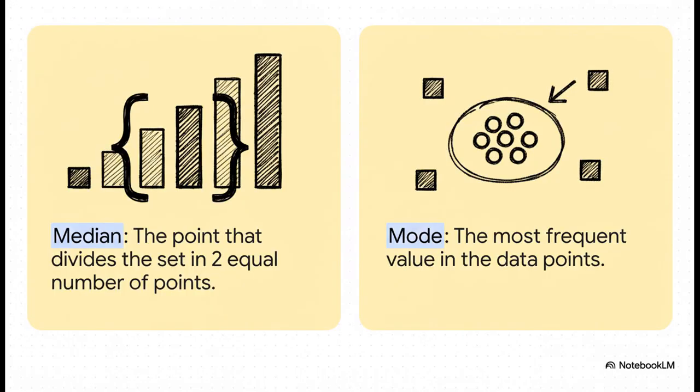But wait, the mean isn't the whole story. What if one student got a really high score and another got a really low one? That can kind of throw off the average. That's why we have the median. It's the person literally in the middle if you lined everyone up. And the mode, that's even simpler. It's just the score that shows up most often. They're just different ways of looking at the center of your data.